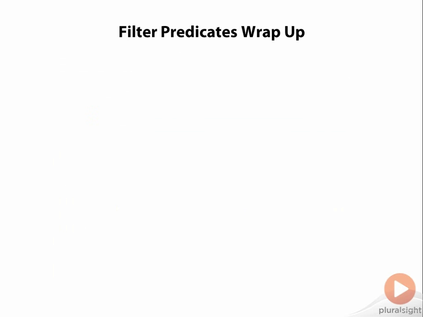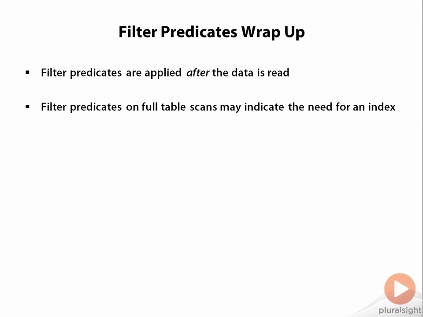So when you see a filter predicate listed in an execution plan, keep a couple of things in mind. First, the filter predicate is being applied after Oracle has read the rows, and Oracle is applying this predicate to all of the rows in that data set. Therefore, we want to make sure that the target data set that Oracle is applying the filter predicate to is as small as possible. So if the filter predicate is being applied to a full table scan, you should probably investigate the situation to see if an index can be added so that Oracle can access only the subset of the data that it needs to, and not every row in the table.